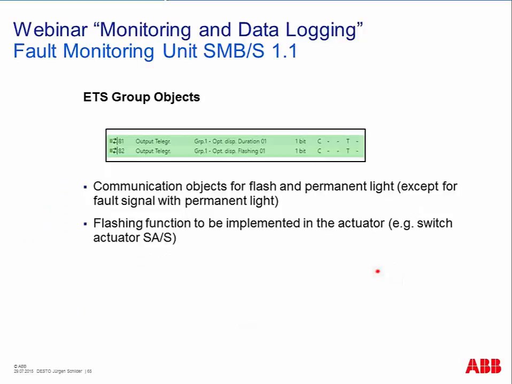Finally, some small words around the group objects and some parameters. I mentioned already that we have these independent group objects for permanent light in case of any failure or flashlight. For example, the flashlight itself you have to implement in an actuator. Our switch actuator can create flashlight. But as you have seen, we have different situations: once we have a permanent light, once a flashlight, and of course we need two different communication objects to have different signaling in your system available.